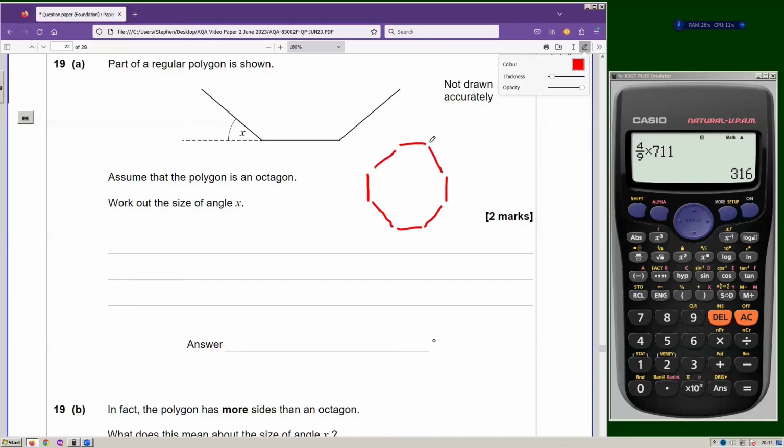And it just so happens that this angle here will always be the same as this angle in here. All right, I'm pretty sure that's right. Yes, that angle in there. So we say 360 divided by 8.